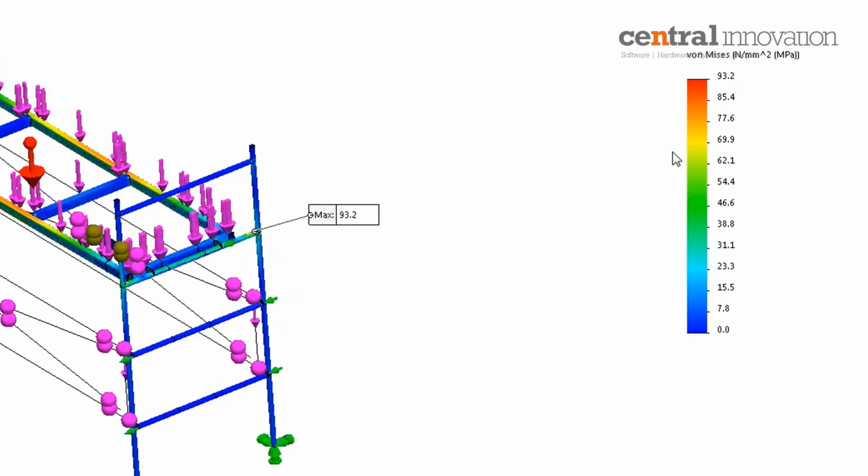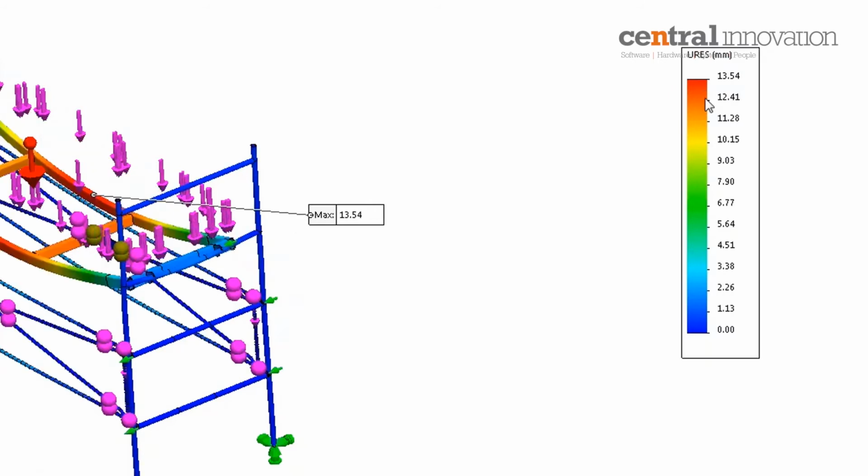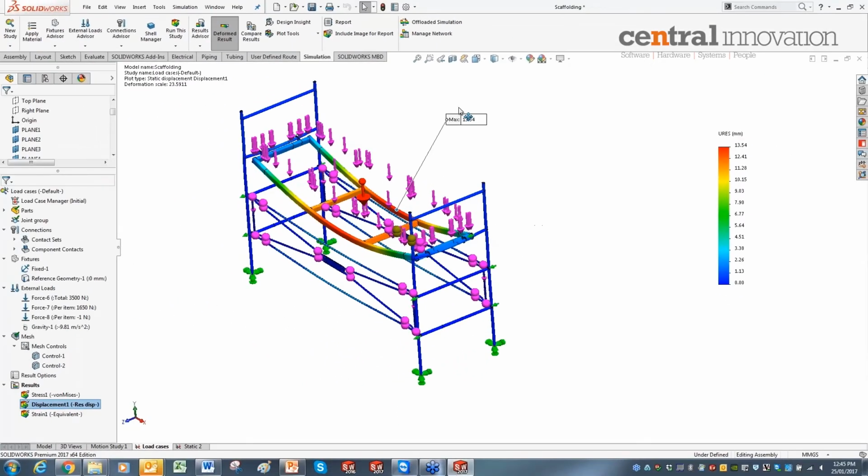So as you can see, for the initial condition with all the fixtures and forces included in the setup, I'm getting the maximum stress of 93.2 and my displacement is around 13.54. You can see here my maximum displacement is on the platform, somewhere at the middle of the platform in here. That is my maximum displacement.